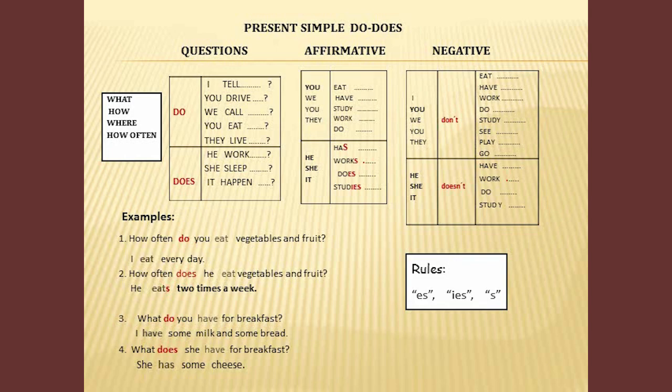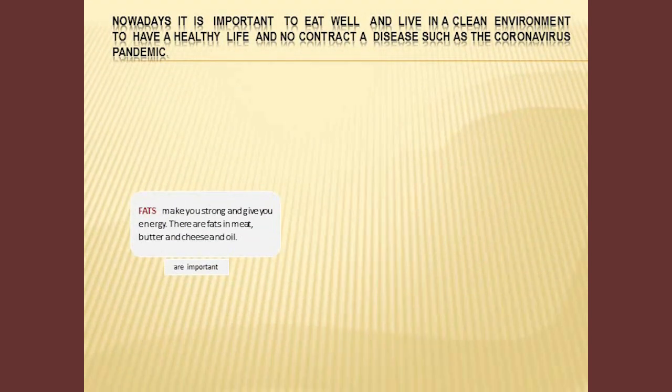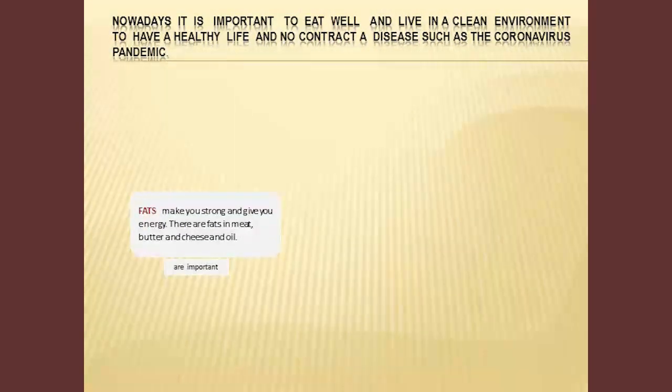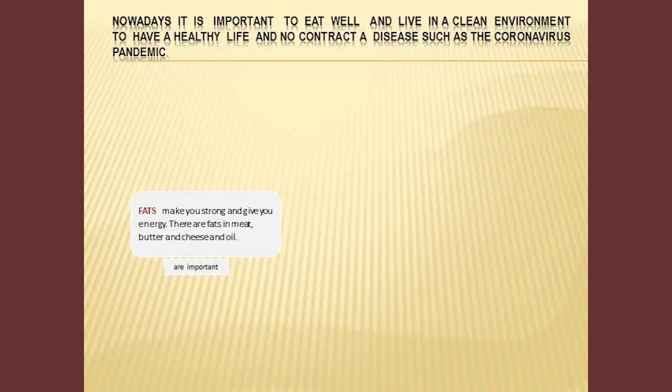Now we have a reading. Eat well, stay healthy. The reading is about what kind of food we must eat to have a healthy life, and thus avoid diseases such as coronavirus.